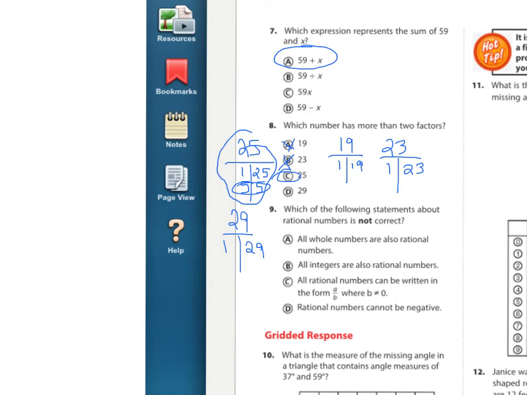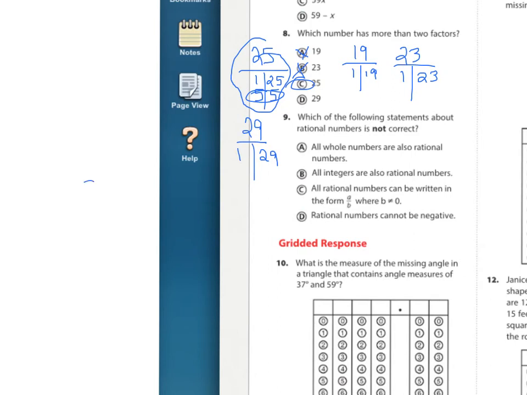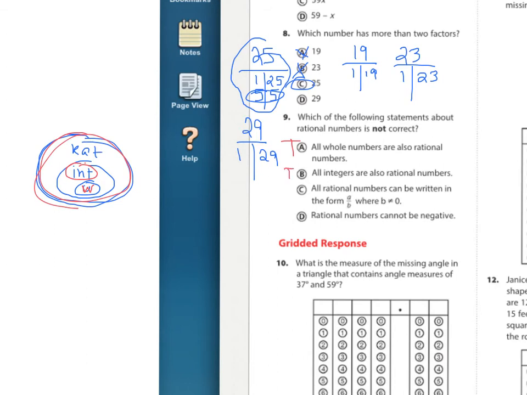Number 9, which of the following statements about rational numbers is not correct? All whole numbers are rational numbers. Remember, we had these are whole numbers, integers, and rational numbers. Okay, so whole numbers are also rational. Yes, they are inside the rational circle. The whole numbers are. Remember, these are whole numbers right here. So that is true. All integers are also rational numbers. Yes, integers right here are also in the rational circle. So that is true. All rational numbers can be written in the form of a fraction where the bottom, the denominator, is not a 0.